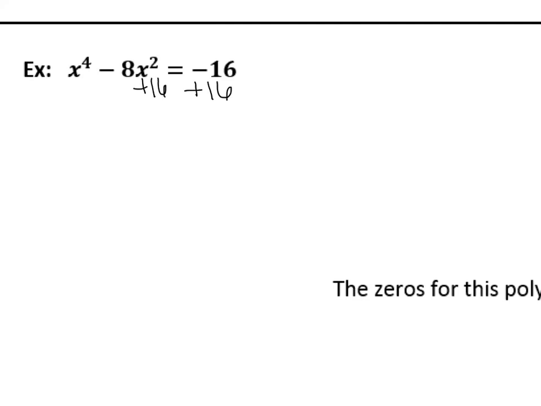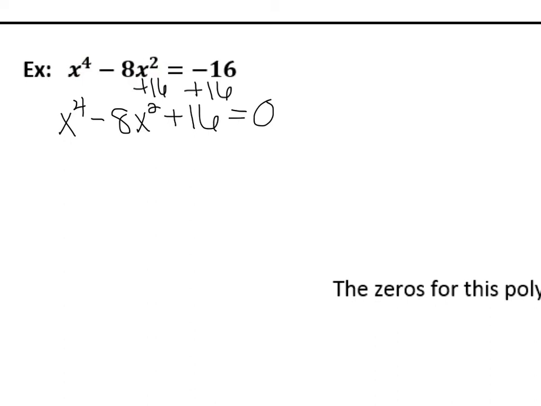Now I check the left side and there's no other numbers to add 16 to, because you can't add 16 to x to the 4th or an x squared because they're not like terms. So we want to write it at the end of that trinomial. So x to the 4th minus 8x squared plus 16 is equal to 0.